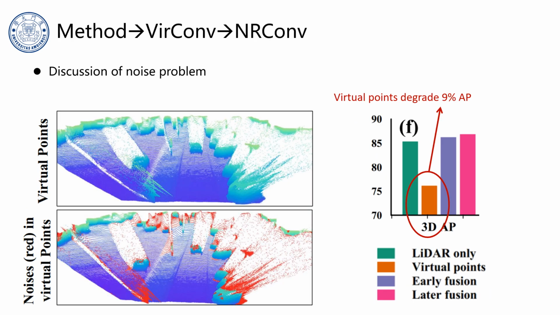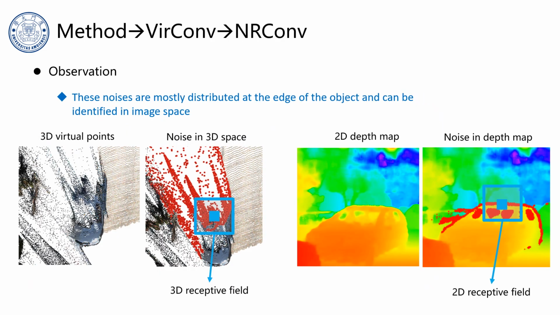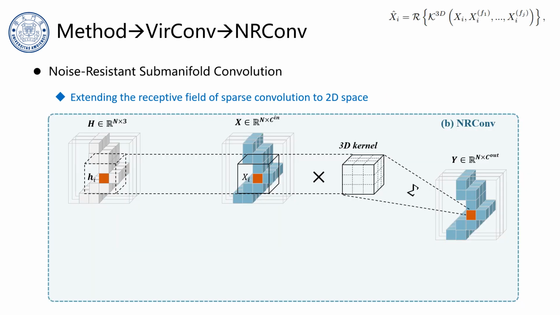We then discuss the noise problem in detail. Based on the sample from the KITTI dataset, the inaccurate depth completion brings a large amount of noise points. As a result, the detection performance is 9% lower than the LiDAR-only detector in terms of AP. We observed that noise is mainly distributed on the instance boundaries and can be more easily recognized in 2D images. Our idea is to extend the receptive field of sparse convolution to the 2D image space, and distinguish the noise without the loss of shape cues.